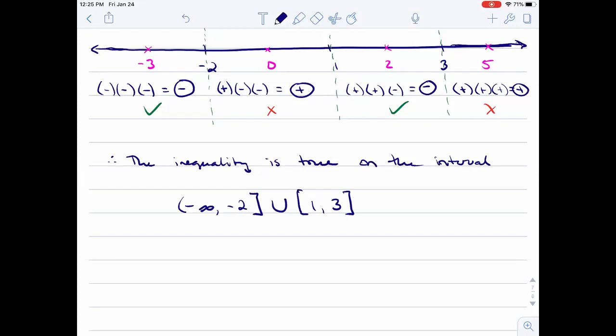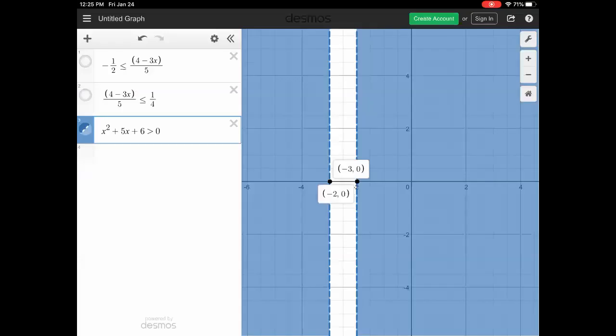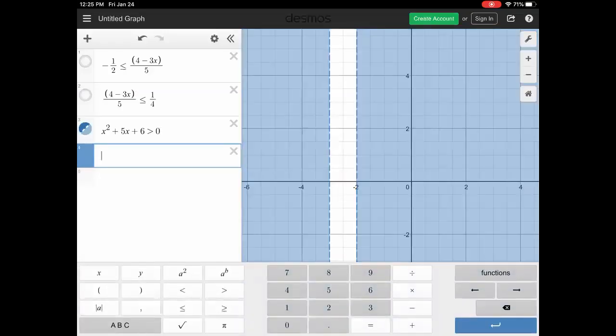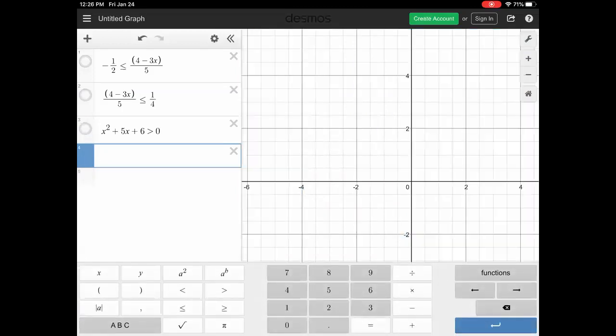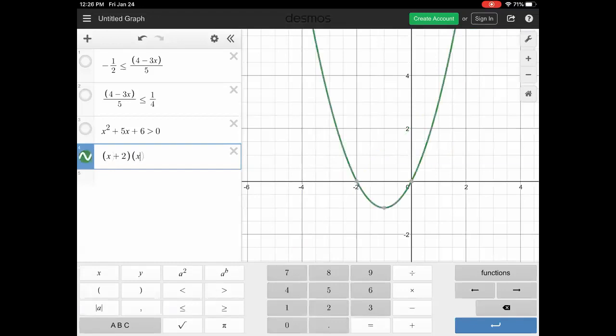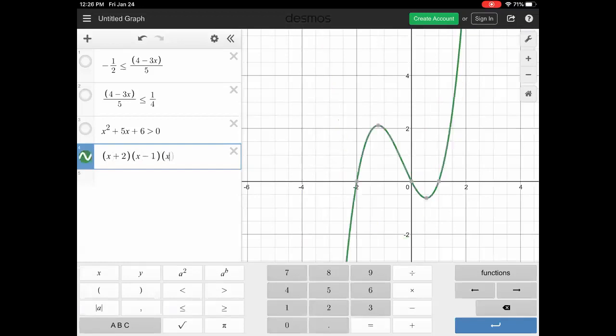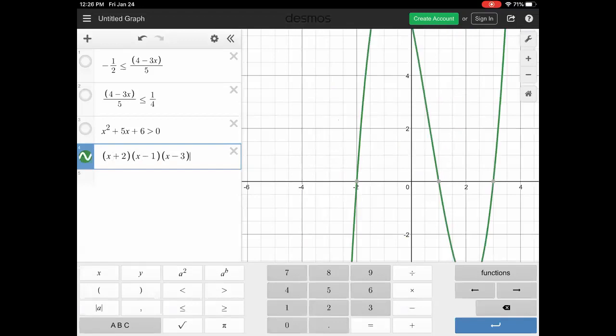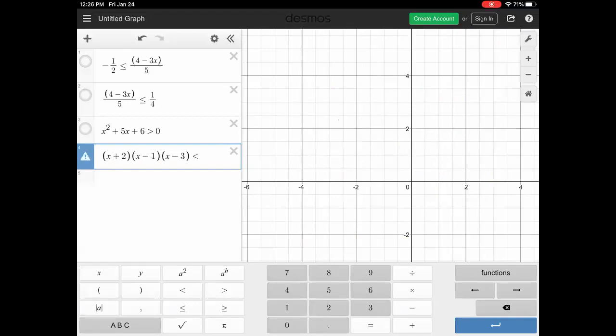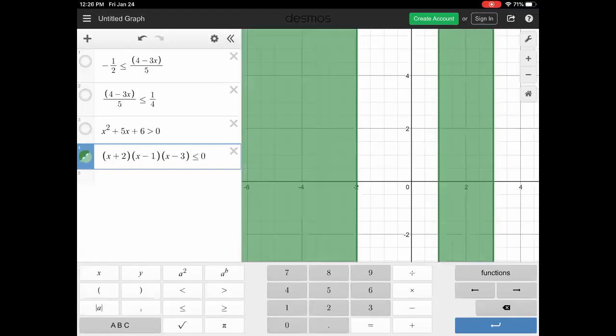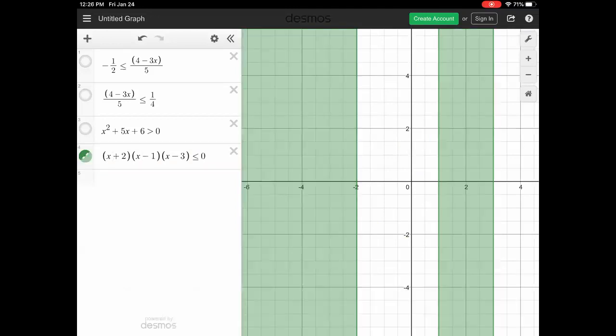All right, so let's use Desmos just to see what happens here. Again, might be shooting myself in the foot because I haven't tried it actually. I'm just gonna rewrite it the way it is in the question. So bracket x plus 2, and then bracket again x minus 1 times bracket x minus 3. That all has to be less than or equal to 0. Looks good, right?